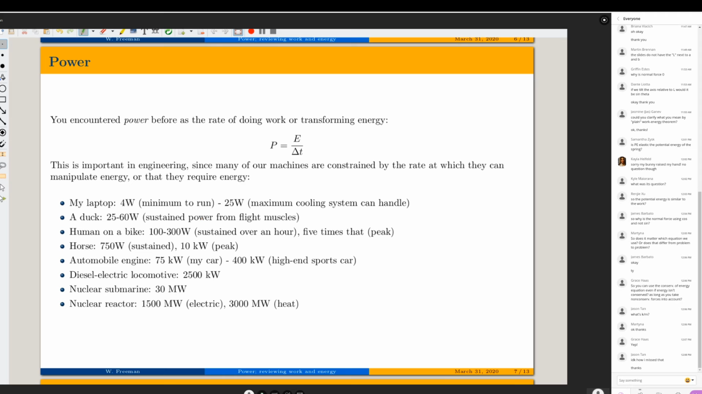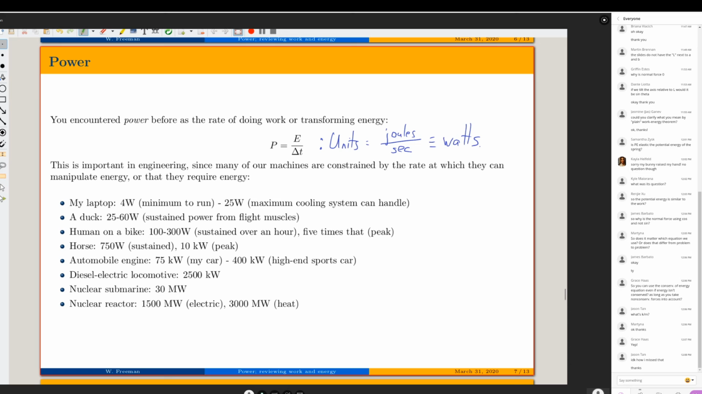Okay, new topic, power. I'm a little crunched for time, so I'm going to go a little bit rapidly, but again, ask questions if you've got them. This will show up again on the homework. So power is a rate of doing work or transforming energy. If something does 1,000 joules of work in 10 seconds, it's doing work at a rate of 100 joules per second or 100 watts. So the units for this are joules per second, which are called watts.